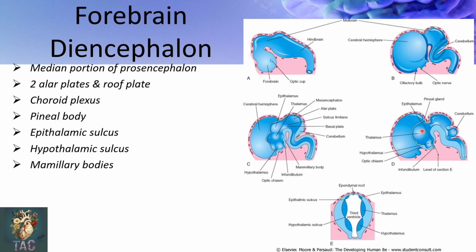So this is the section taken at this level, and in this diagram you can see this is the roof plate, and this roof plate is thin and it is only the ependymal roof, and next to it is the epithalamus which will form the pineal body, and then the thalamus and the hypothalamus. So the cavity of the diencephalon is called the third ventricle, and this third ventricle is connected to the cerebral aqueduct in the mesencephalon, and on each side to the cavities of the lateral ventricles, which are cavities present in the telencephalon.